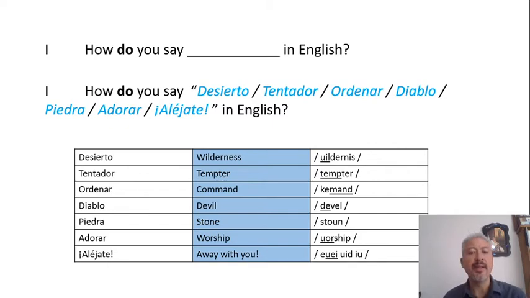How do you say desierto in English? Wilderness. Please repeat these 7 words after me. Wilderness, tempter, command, devil, stone, worship, away with you.